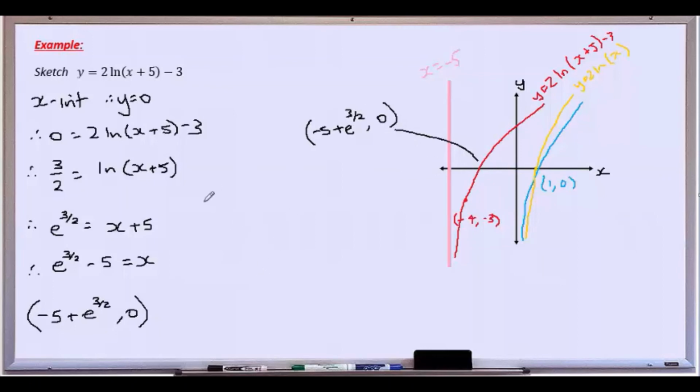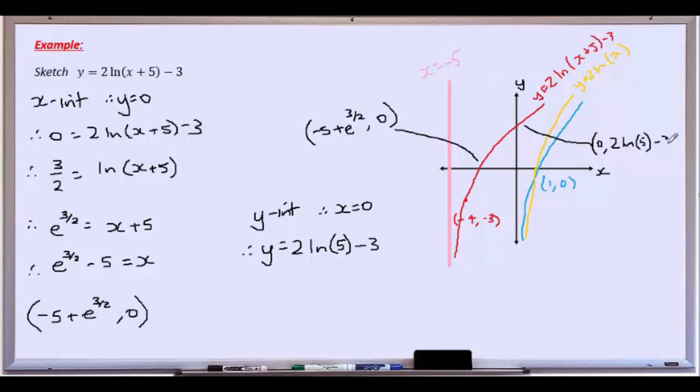My y-intercept, of course, is where x equals 0. So therefore, y equals 2 log, natural log, 5 minus 3. So this point here will be at 0 and 2 log of 5 minus 3. And now I've sketched my graph, which is in red. I've labelled my intercepts, I've labelled my asymptote, and I've named my graph. So I've sketched the entire graph.